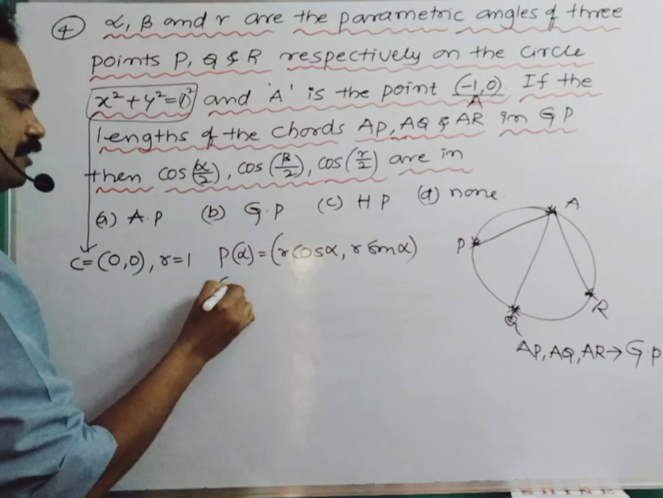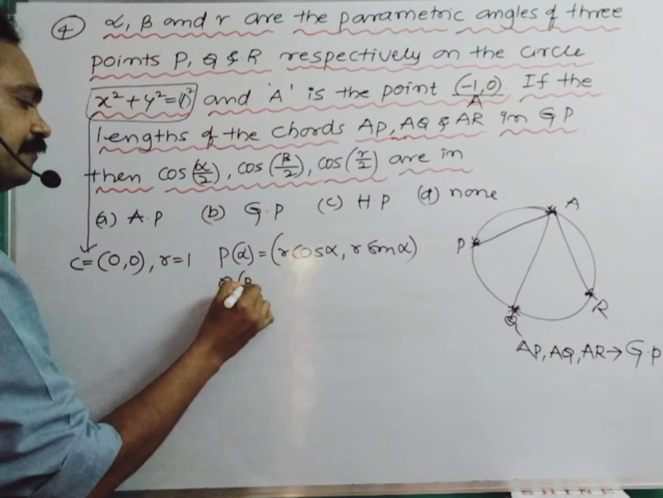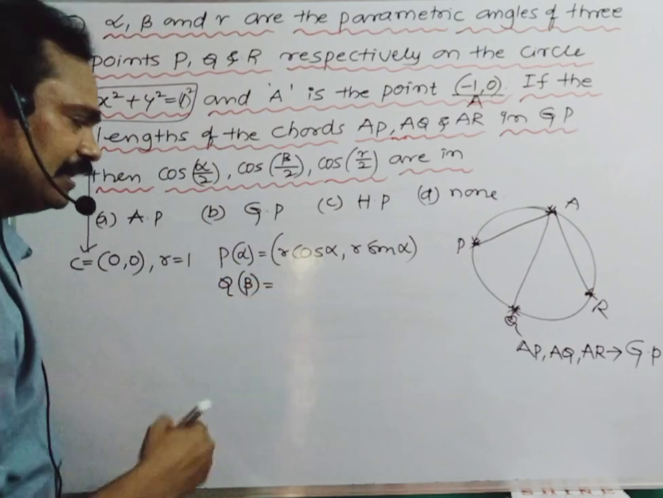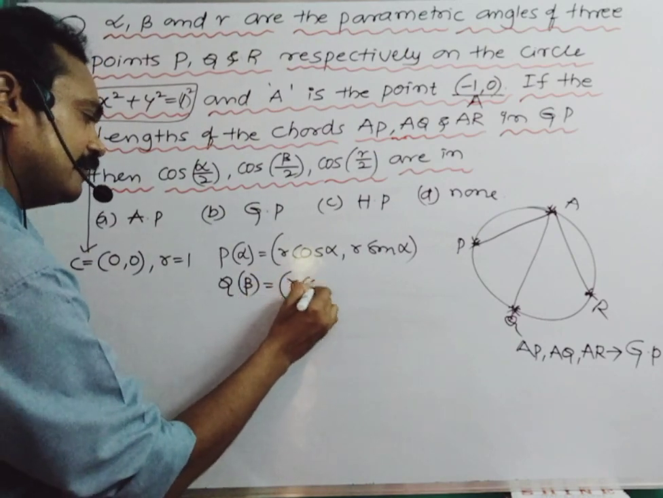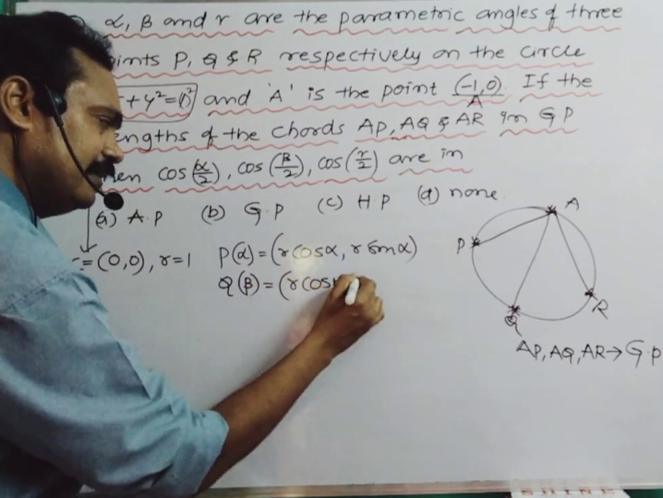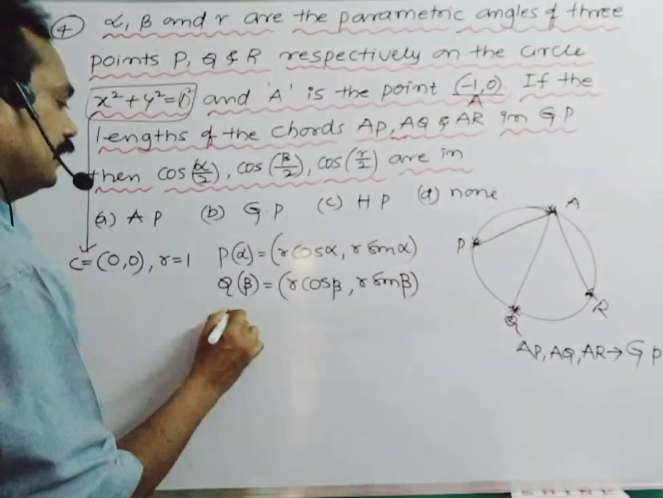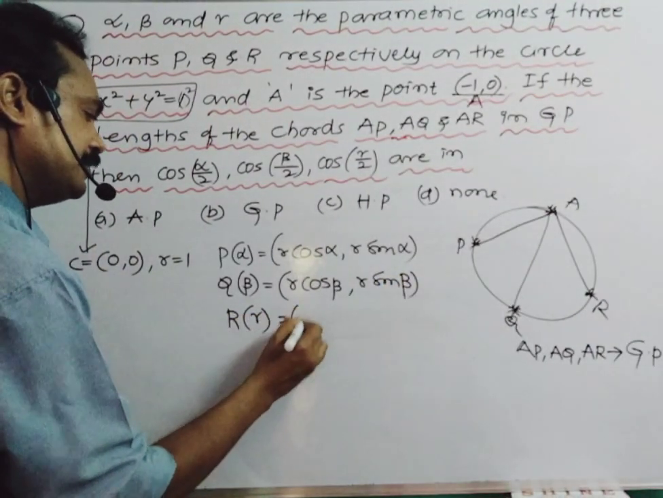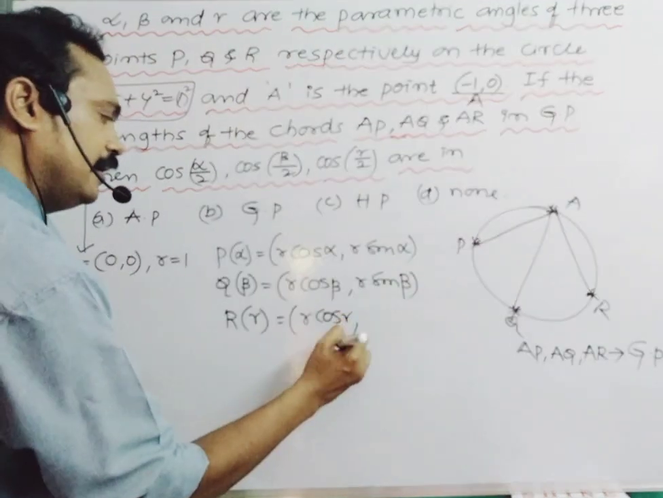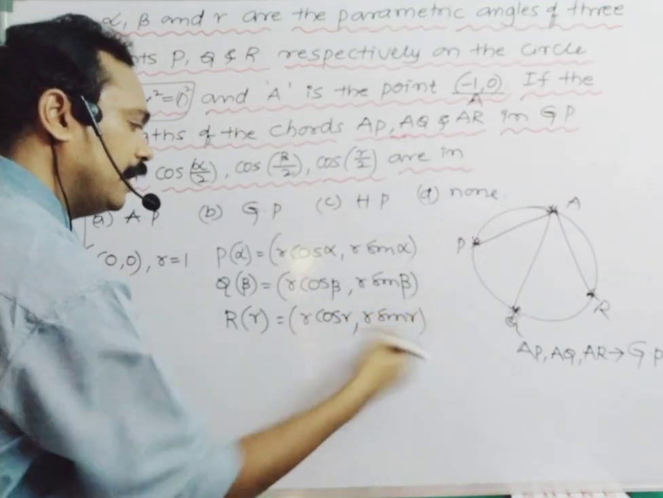In a similar way, you can confirm it. Q is the parametric point of which angle? Beta. So you can take r cos beta, r sin beta, just the angle is changed, na? Very simple. And R of gamma, that is r cos gamma and r sin gamma, right?